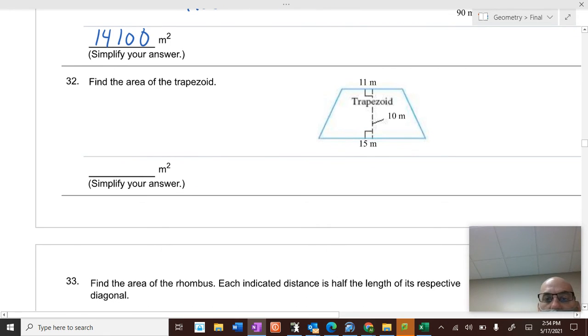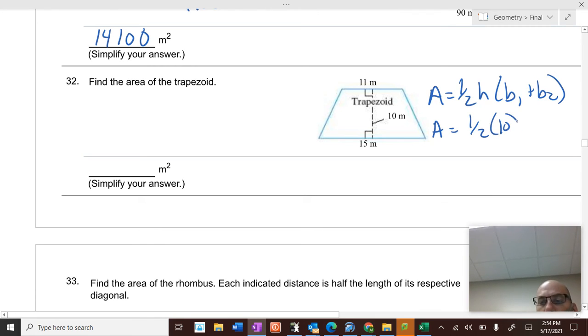All right, area of a trapezoid is 1/2 the height times the sum of the two bases. So area equals 1/2 of 10 times 11 plus 15, which is 5 times 26, which is 130.